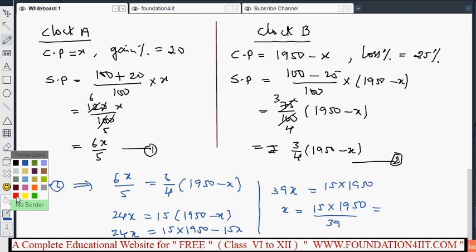Now you can solve this and you'll get the value of X. 3 tables, 3 5s are 15, and 13 tables will cancel. So you'll get the answer finally. 15 into 1950 by 39. If you use a calculator, you'll get 750.